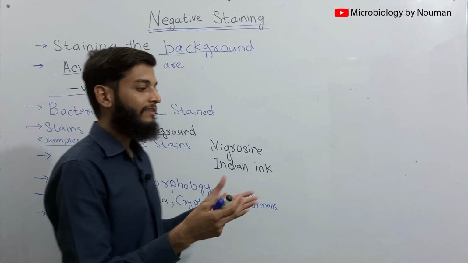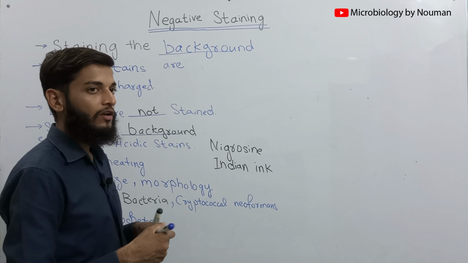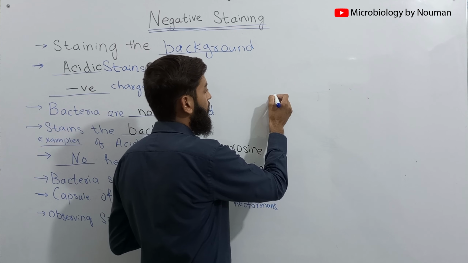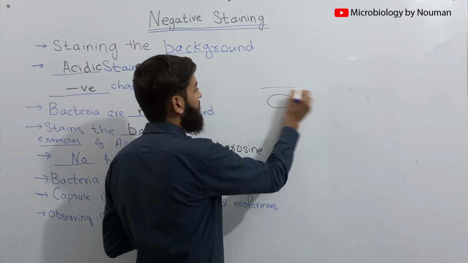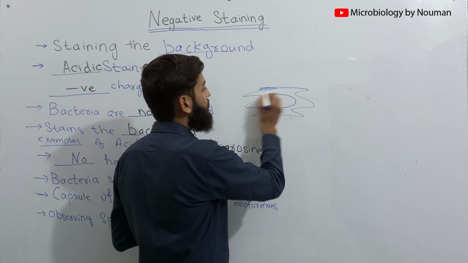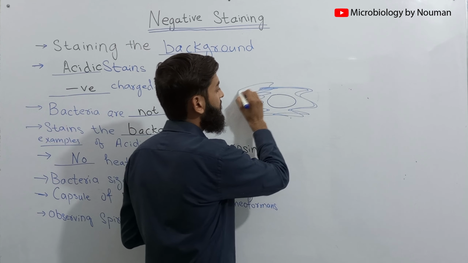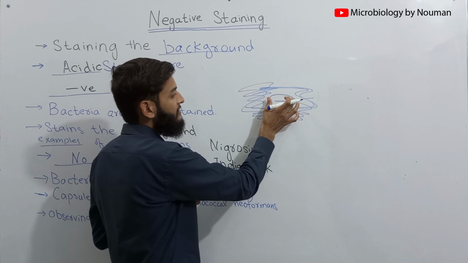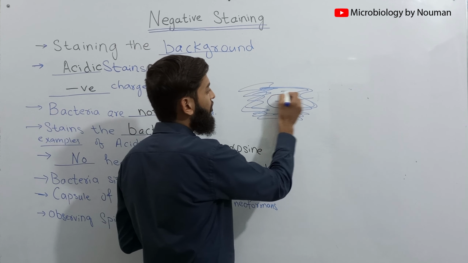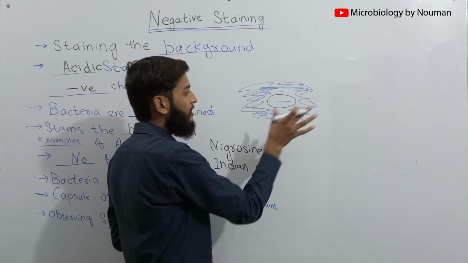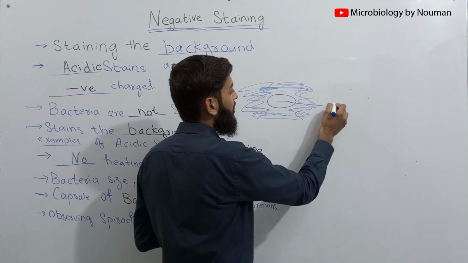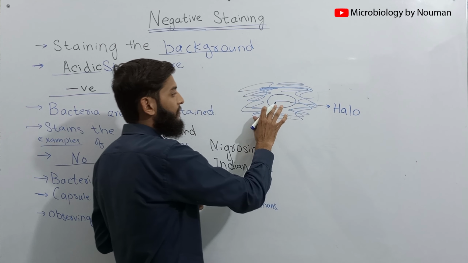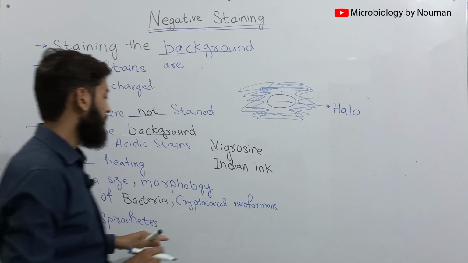All the bacteria that contain a capsule will show a hollow, right? After this method, all the background will be stained. For example, if this is a bacteria and this is the capsule of the bacteria, all the background will be stained, but around this capsule area there will be a hollow zone, a completely unstained area.